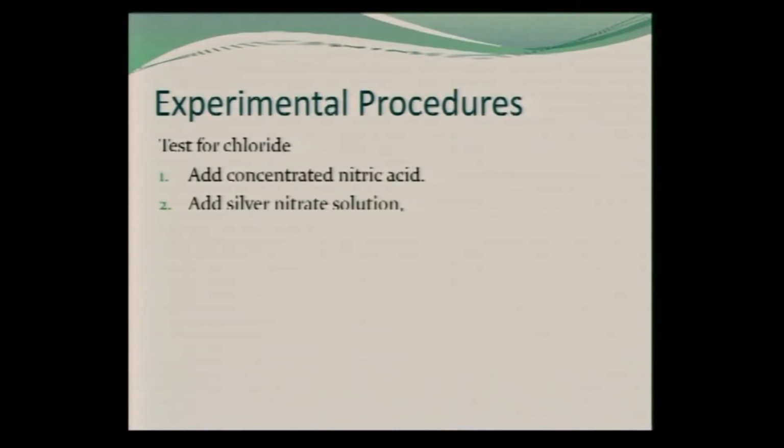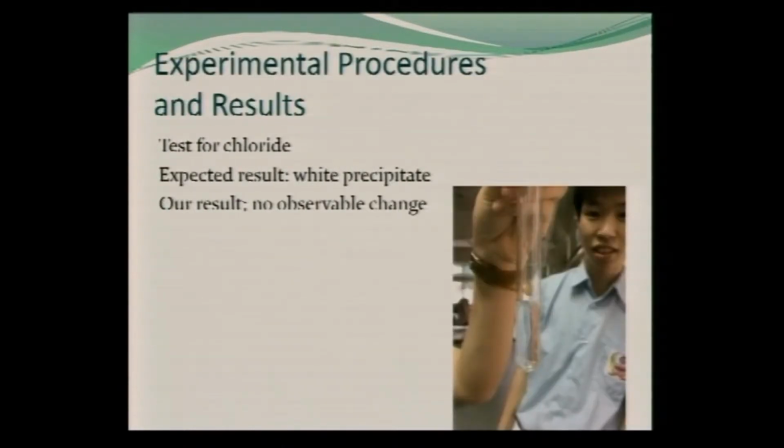The second test we have done was a test for chloride. Concentrated nitric acid and silver nitrate solution was added into the sample. When there is chloride, we can observe white precipitate. However, we could not have any observable changes.